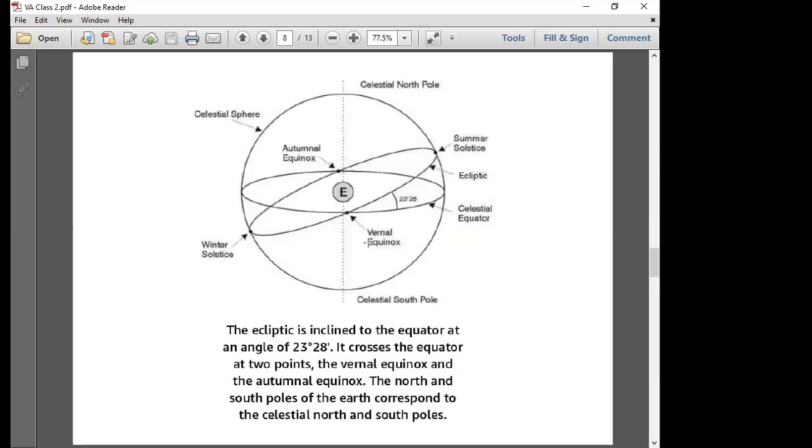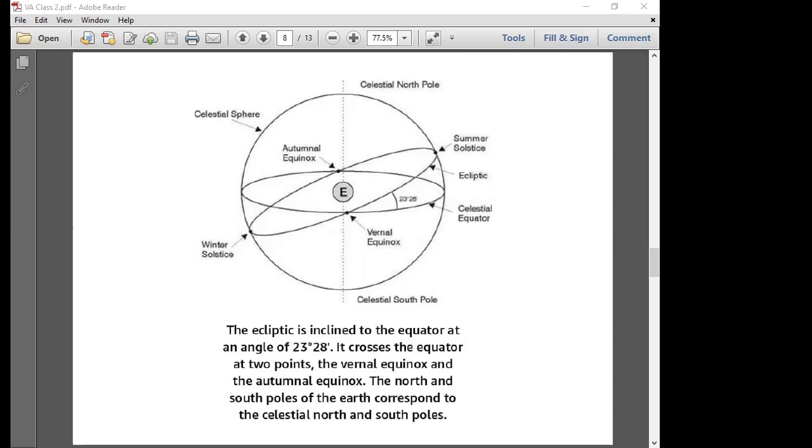Right. So this was something that I was trying to explain. As you can see in the diagram, the ecliptic is inclined to the equator at an angle of 23 degrees 28 minutes. It crosses the equator at 2 points, the equinoxes, that is the vernal equinox and the autumnal equinox, right? So the north and the south poles of the earth correspond to the celestial north and south poles.